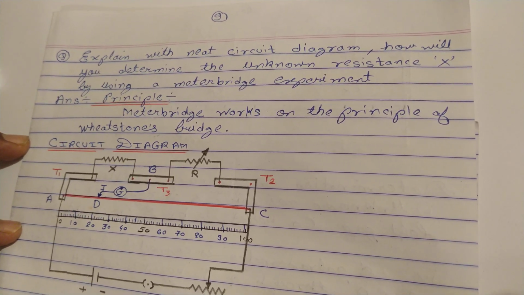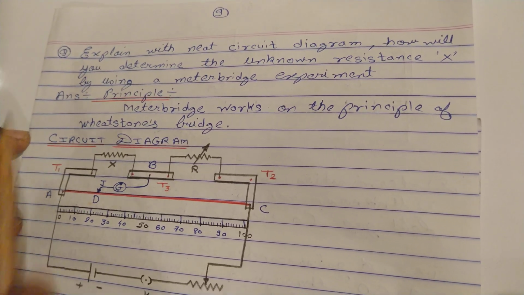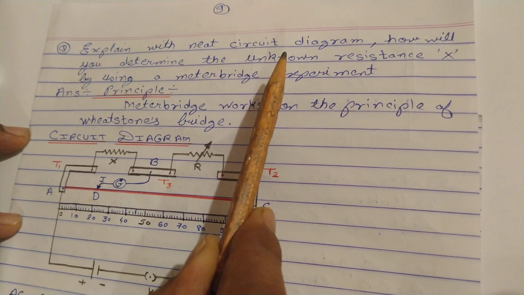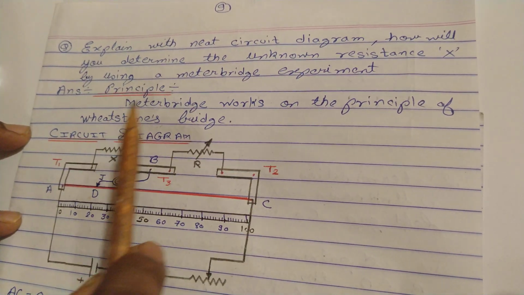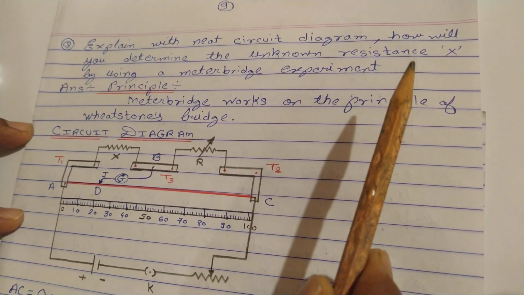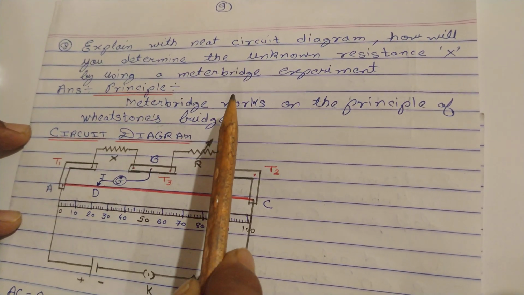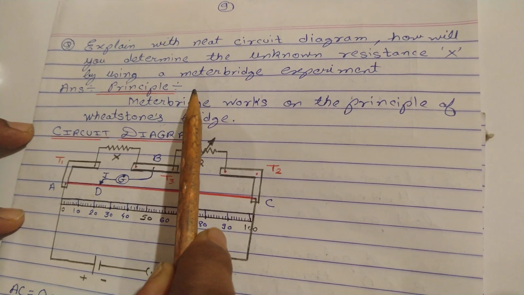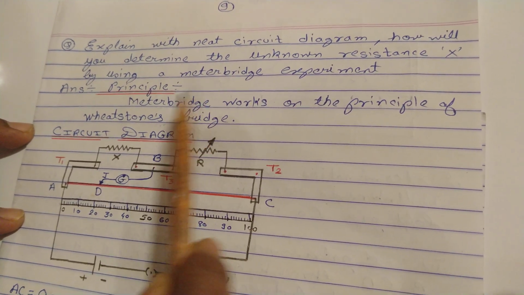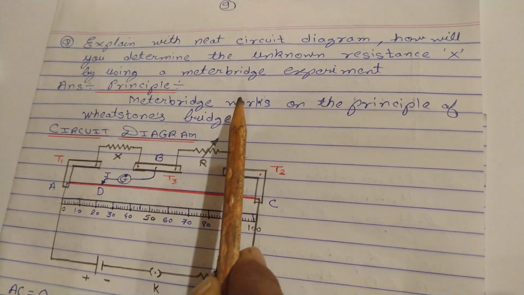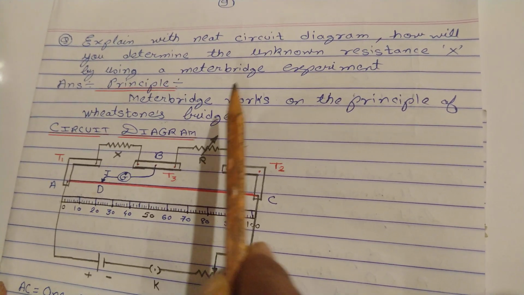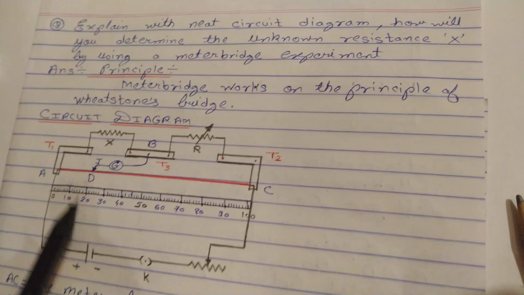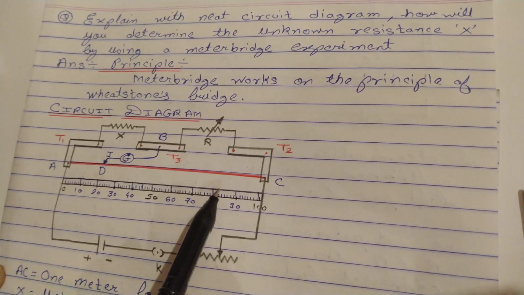The question in the exam will be like this: Explain with a neat circuit diagram how you will determine the unknown resistance X by using a meter bridge. Meter bridge can also be written as Wheatstone meter bridge. Now let us study the construction of the Wheatstone meter bridge.